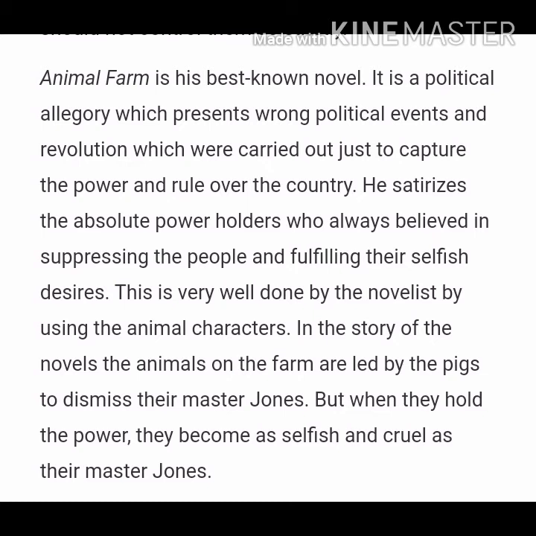In the story of the novel, the animals on the farm are led by the pigs to dismiss their master Jones. But when they hold the power, they become as selfish and cruel as their master Jones.